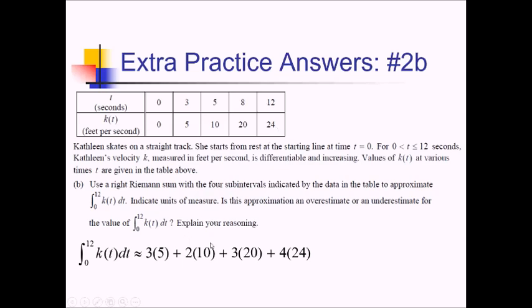And if we wanted to, we could simplify all of this. But this is a no calculator problem, so be careful doing it. So if I did want to simplify it, it's going to be 15 plus 20 is 35, plus 60 is going to be 95, plus 96, so we have 95 plus 96. That's going to be 191, and the units on that is going to be feet, since I just did the integral of feet per second.